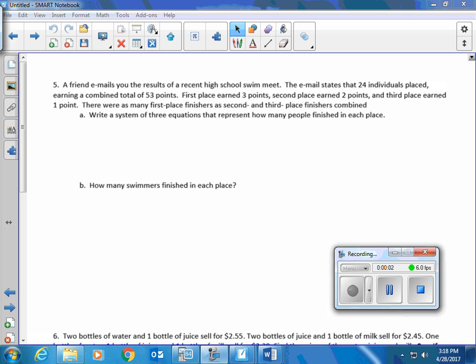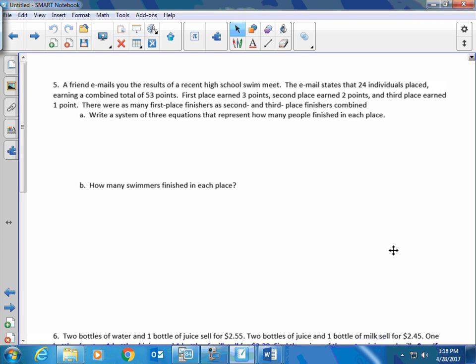The plan for this recording, we're going to look at application problems where we have systems of equations with three variables. So that means we have to have three equations. On the screen, there is an example of a word problem, application problem, where we're going to have three equations and three variables.